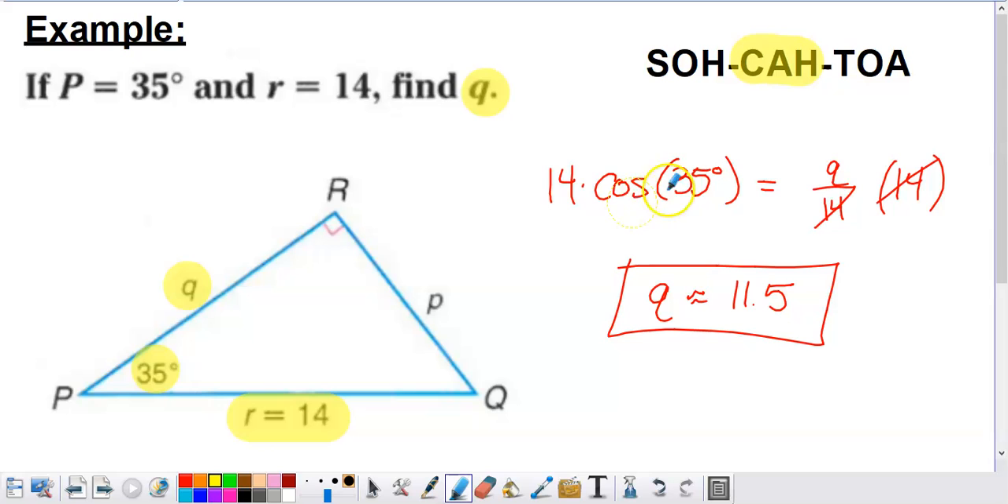I have cosine because we have adjacent and hypotenuse related between what we knew and what we wanted to know. So I have cosine of the angle that we based everything off. Cosine of 35 degrees equals adjacent. Well, adjacent to the 35-degree angle, we had side Q. So you see I put that in the top of the fraction, and then divided by hypotenuse. So cosine is equal to adjacent divided by hypotenuse. Adjacent is Q. Hypotenuse is 14.